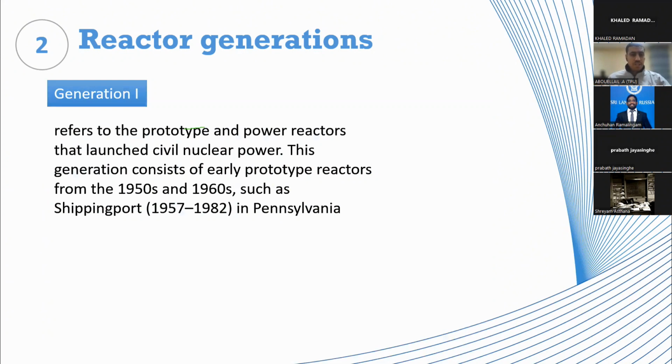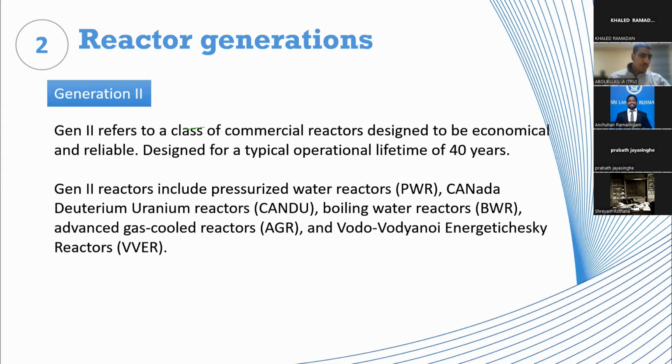The first generation referred to the prototype and power reactors that launched civil nuclear power. Actually, this is the early generation, and it started in the USA and Soviet Union. The second generation referred to the class of commercial reactors designed to be economical and reliable. They were designed for a typical operation lifetime of around 40 years.